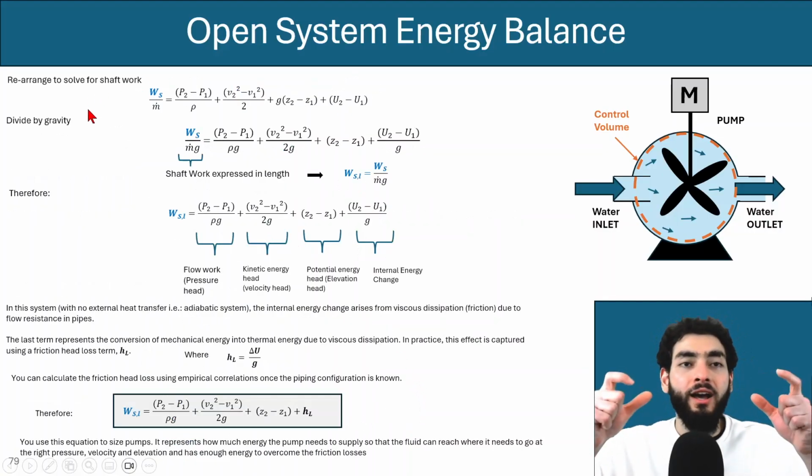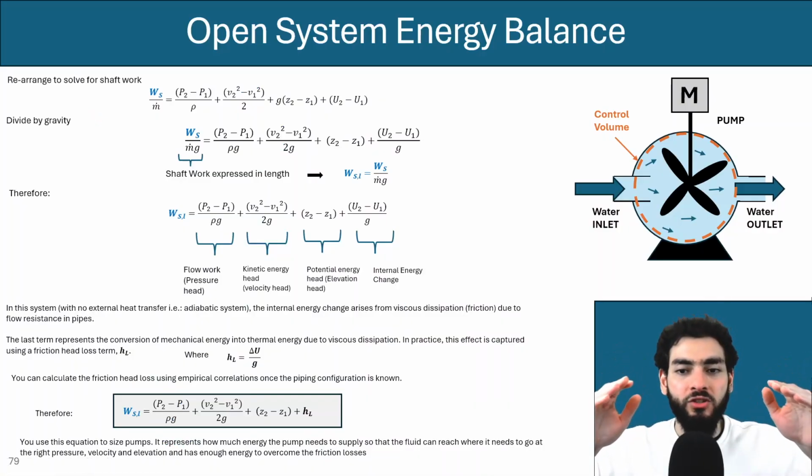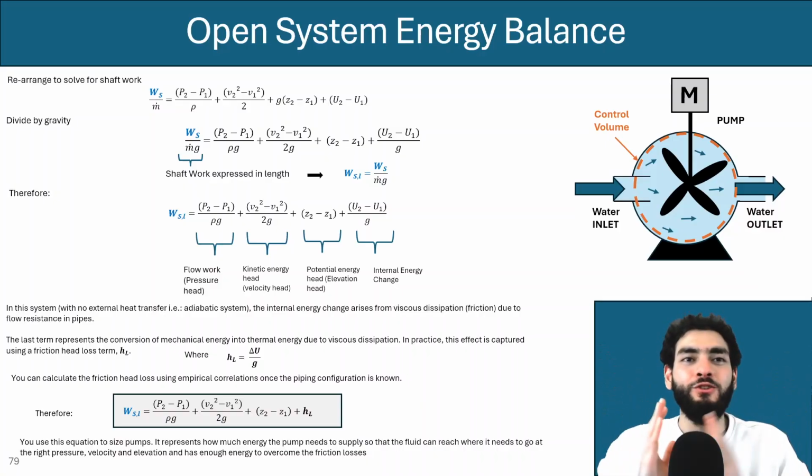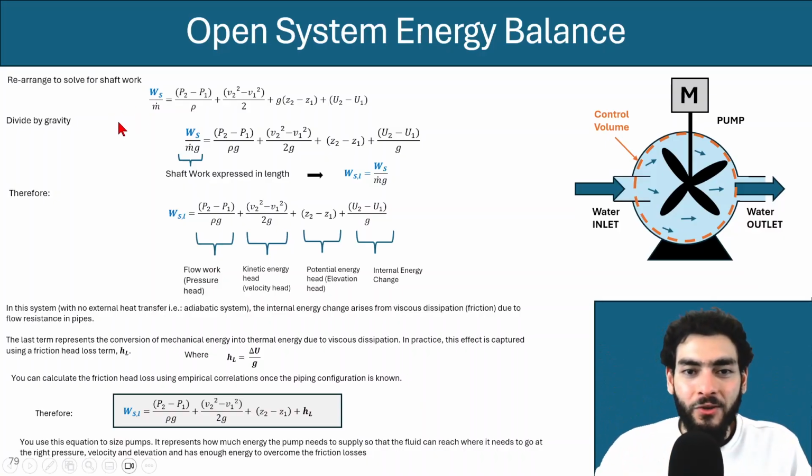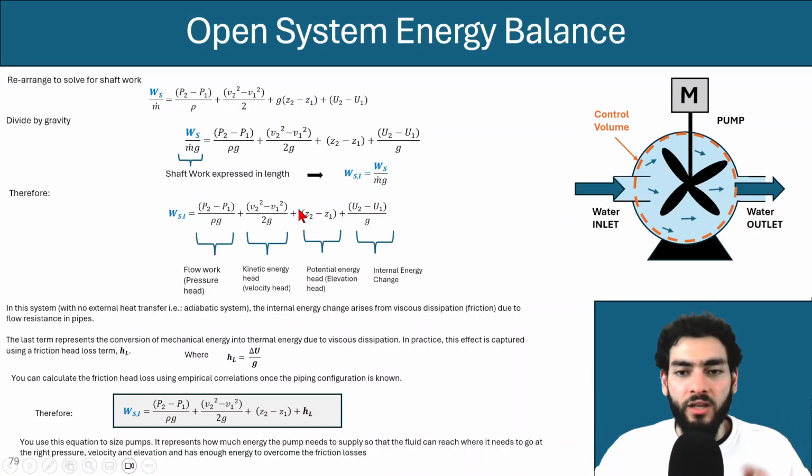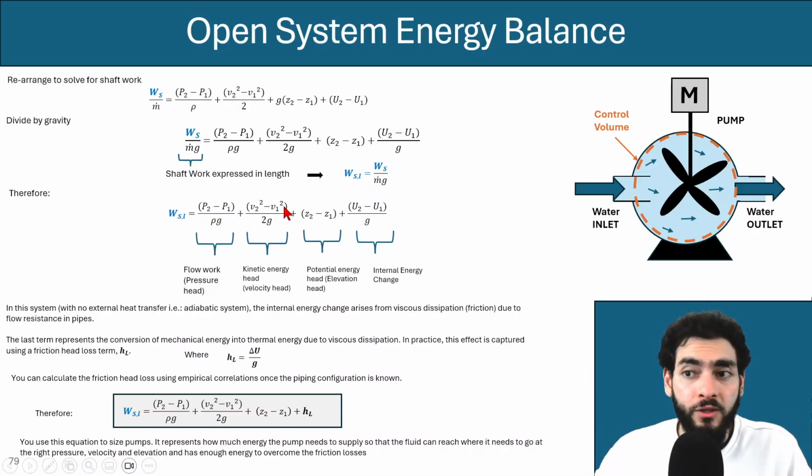So let's try to massage this expression so that I can show you the expression that you are used to seeing. Now we've reached a point where we were looking at this equation, and I said the shaft work is expressed in length. As I said, I grouped these terms to put the like terms together. So P2 minus P1, which is the pressure at the outlet minus the pressure at the inlet, is the flow work, but it's also called the pressure head. Similarly, the kinetic energy head is the difference in the velocities squared, divided by 2g.